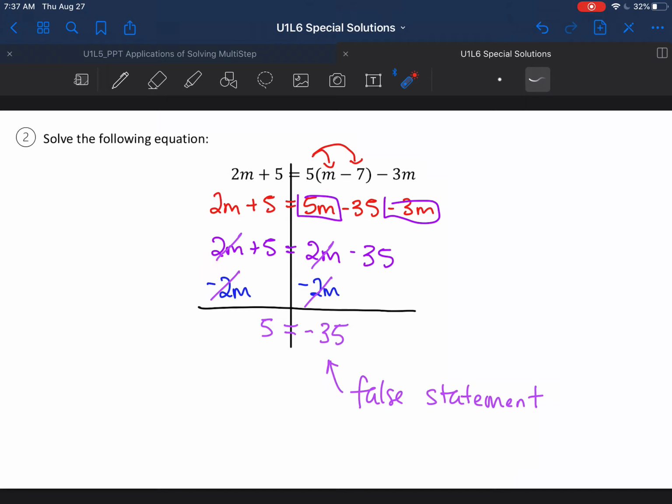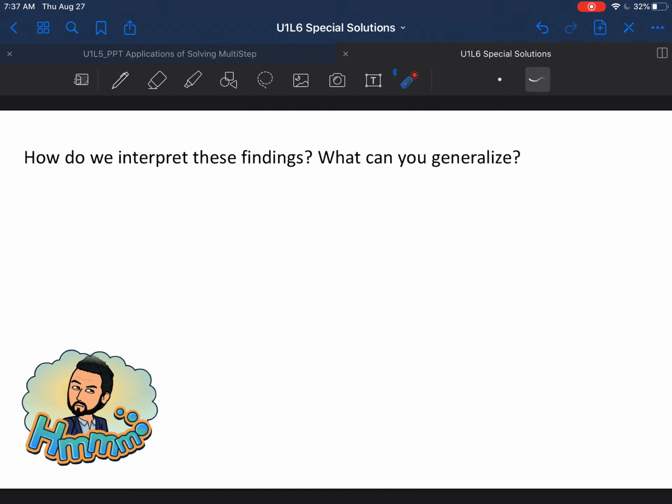And so if the coefficients of your variable are the same and they are eliminated, it's always going to yield a false statement. It doesn't matter what x is going to be. If it's always going to yield a false statement, that means it's always going to be not true, right? It's always going to be false. That means there's going to be no solution because of the false statement.